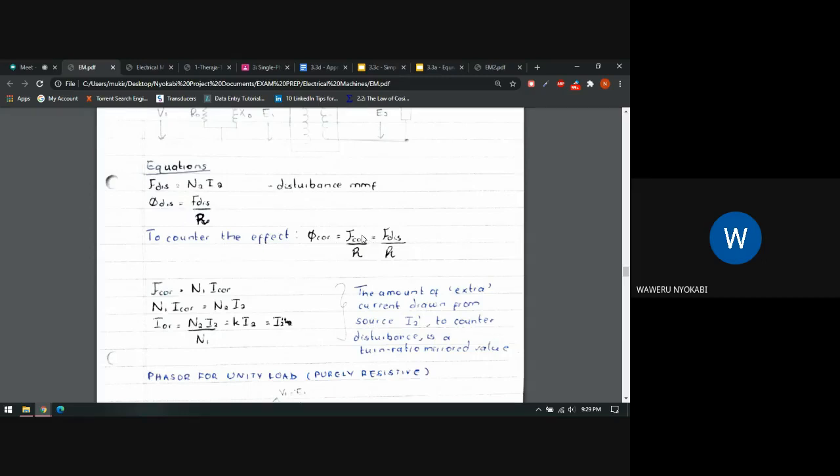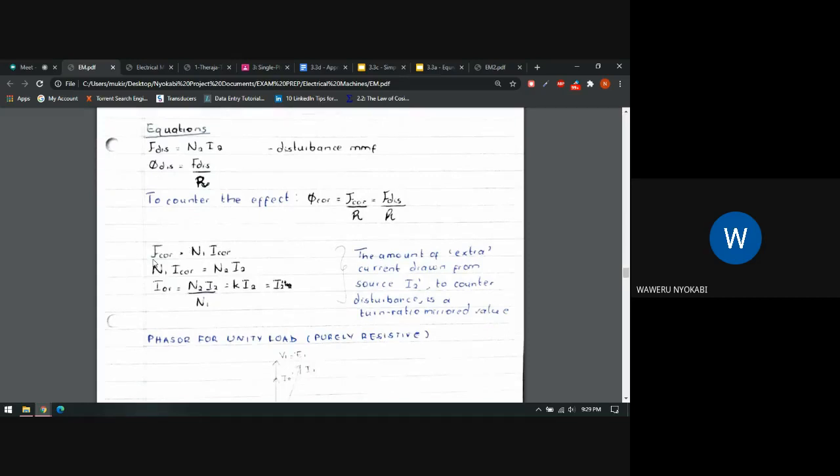So that means then the correcting MMF over reluctance is equal to the disturbance MMF over reluctance. Then when you do all that, that means the correcting MMF, since it comes from the primary side, will be N1 times the correcting current. And then because the MMFs are the same, you can equate the MMFs. And you end up having the correcting current is equal to K I2. And what is the correcting current? I2 prime. That's why you can directly relate I2 prime and I2.